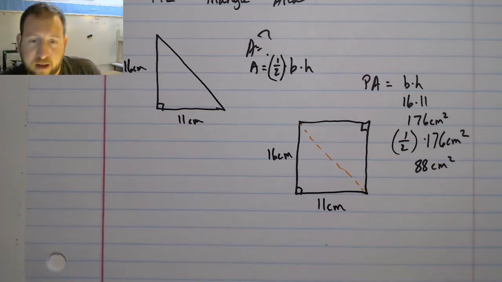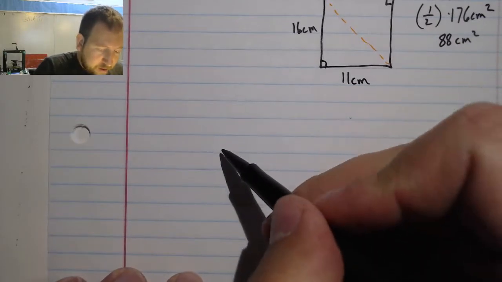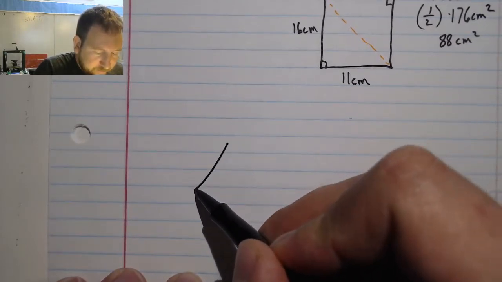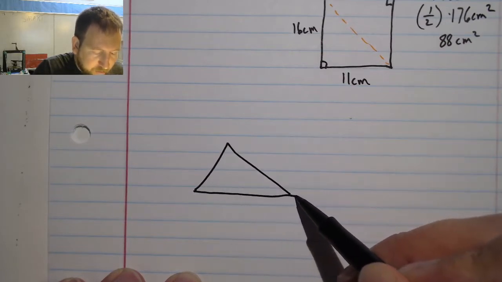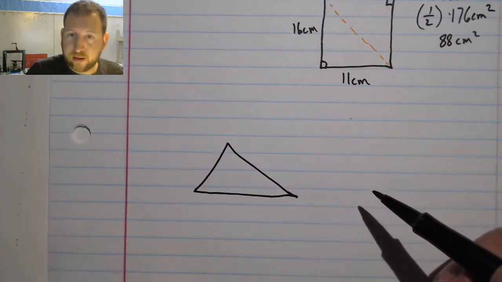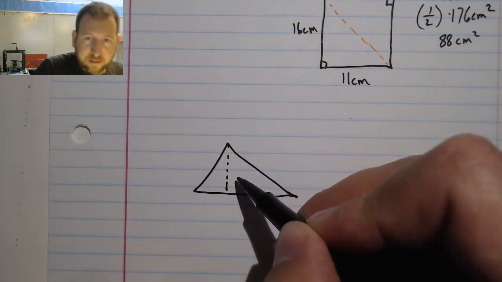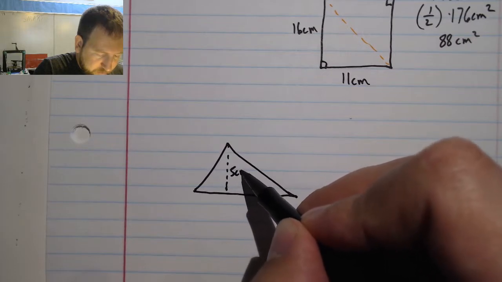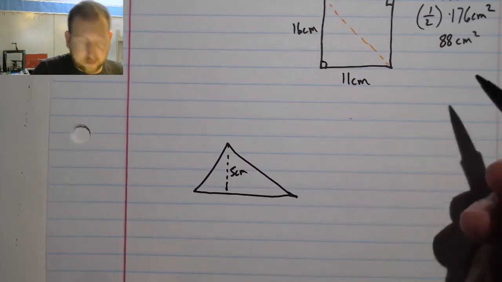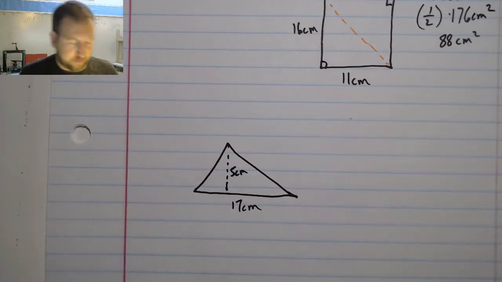Now, take a look at a triangle that looks like this. This one is going to be a little different. And I can take it. I am terrible at drawing triangles. I don't know why. My height here is 5 centimeters. And my base is 17 centimeters.